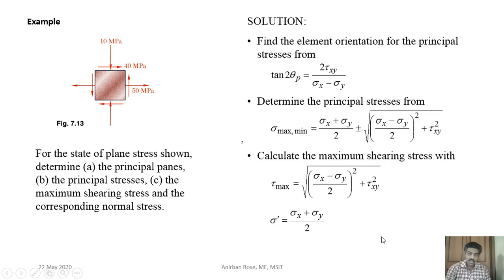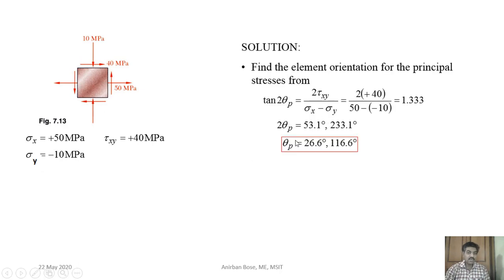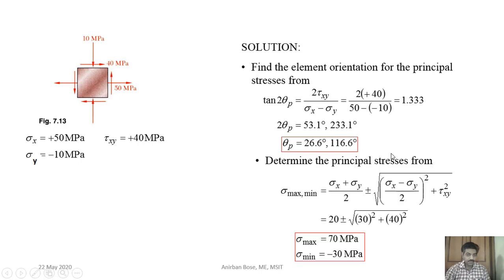Okay, so here in this particular case, you see tau xy is plus 40 megapascal, sigma x is plus 50, but sigma y is minus 10 megapascal. Now use these values and find each of the components. Here you see tan of 2 theta p is 1.333. So from that you can find theta p having two values, 26.6 and 116.6. These are the two planes where the shear stress is 0 and the principal stresses are maximum and minimum. Sigma max and sigma min correspond to these values. One is 70 megapascal, another one is minus 30 megapascal.